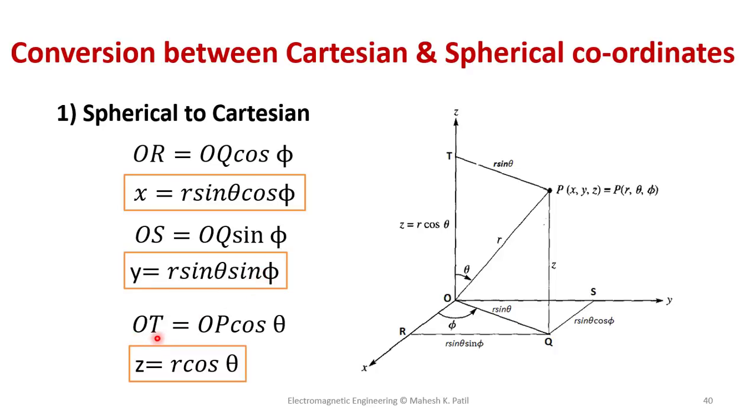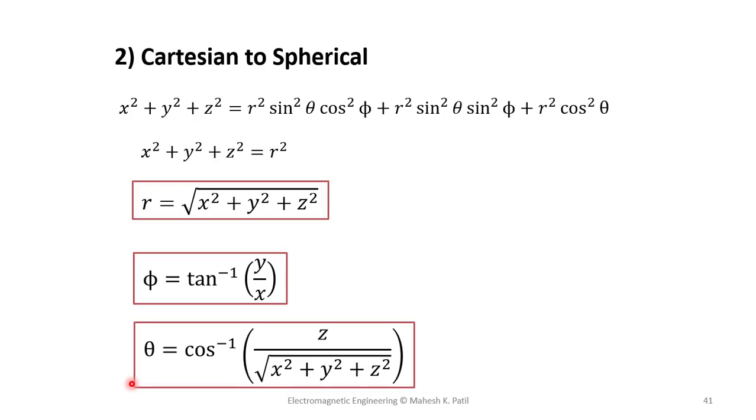Similarly, write the equation for distance OT. You can observe here O to T. So OT is equal to OP cos theta. OT means it is the distance Z. So Z equals OP, and OP means distance R. So Z is equal to R cos theta. So likewise, a spherical point can be converted into a Cartesian point. Now we will see the next conversion, that is Cartesian to spherical.